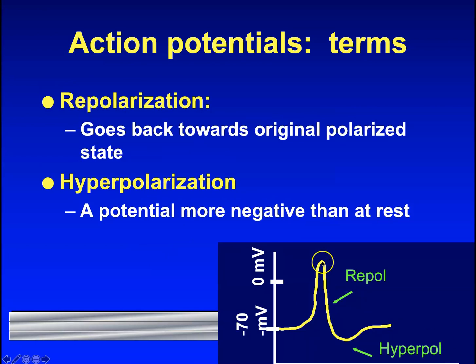Repolarization is when we go back to where we were at rest. We go from plus 35 down to minus 70. Hyperpolarization is, look here, it gets even more negative than we were at rest. It goes down to about minus 90. That's hyperpolarized. And then we go back to rest.